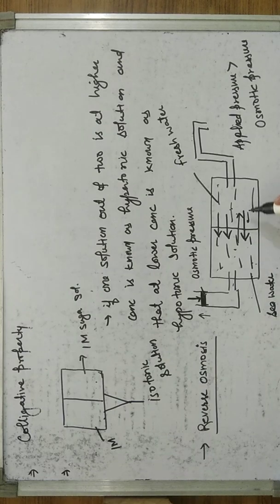This process is reverse. The direction of osmosis is from that side to that side, but on applying pressure greater than the osmotic pressure, the direction changes from that side to that. It is known as reverse osmosis, and this technique is used to convert saline water into pure water.